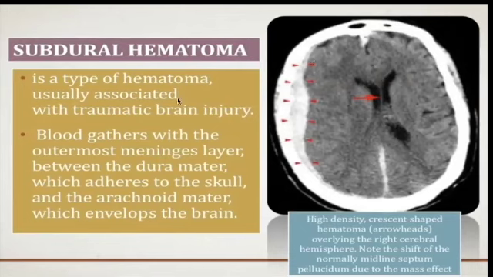Now, as I said, because this isn't a potential space, this is actually interfering with the brain parenchyma here in the subdural hematoma. So just a small collection of blood, it doesn't have to be that big, will be enough for us to notice that there is a midline shift.